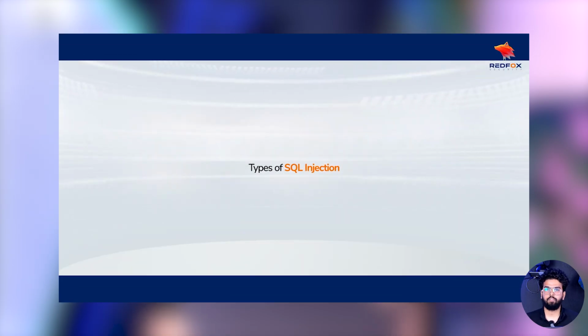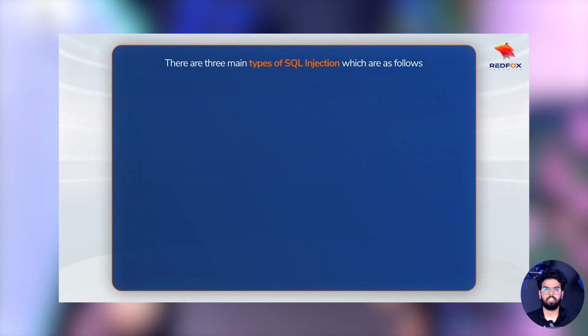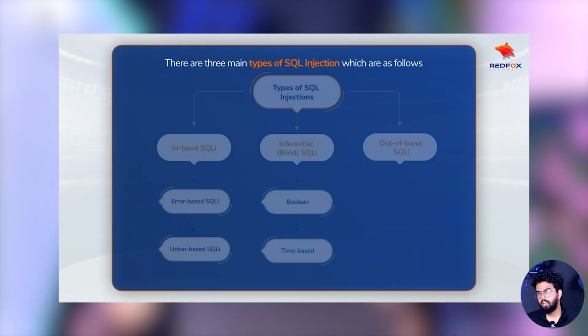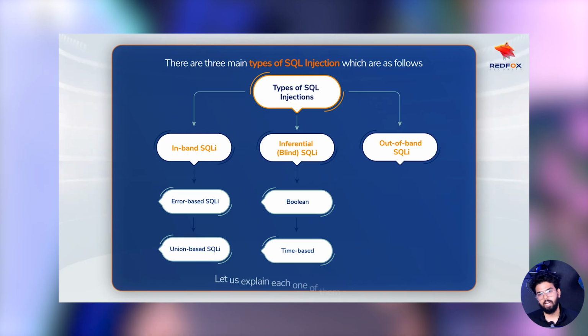Moving on to the types of SQL injection. There are three main types of SQL injection as follows: in-band SQLi, inferential blind SQLi, and out-of-band SQLi.